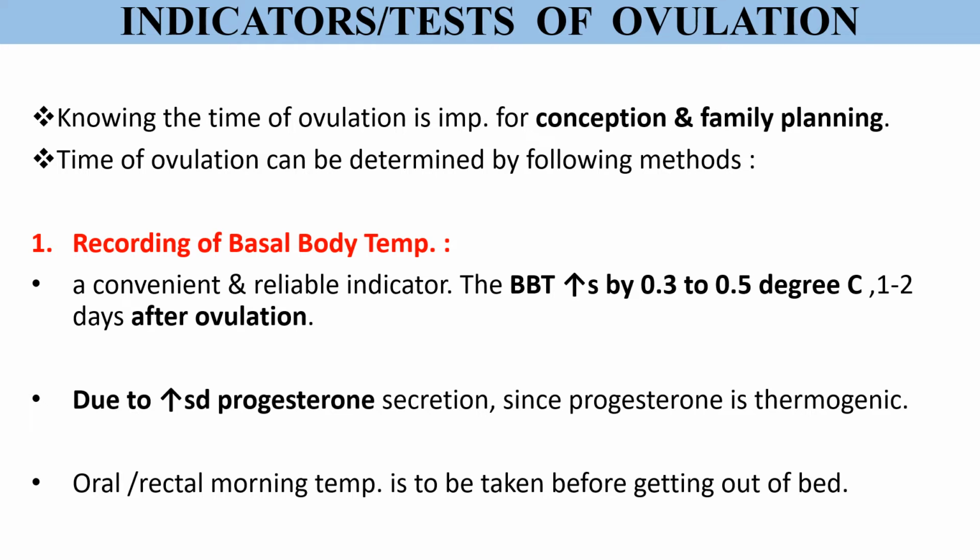The test is based on the fact that the basal body temperature falls slightly by 0.3 to 0.5 degrees Celsius just prior to ovulation and increases slightly after ovulation. This rise happens due to the rise in progesterone level after ovulation. Thus, by measuring the morning oral or rectal or vaginal temperature, a woman can have an idea of her ovulation period.